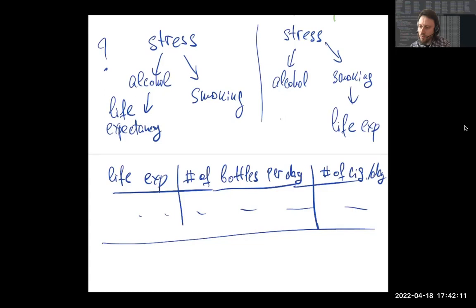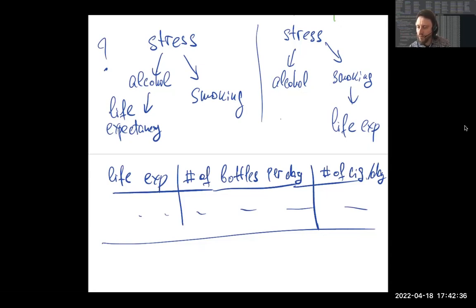So, in fact, what should we compare to decide between these two pictures? What kind of properties of people should we compare? And how would we select these people?